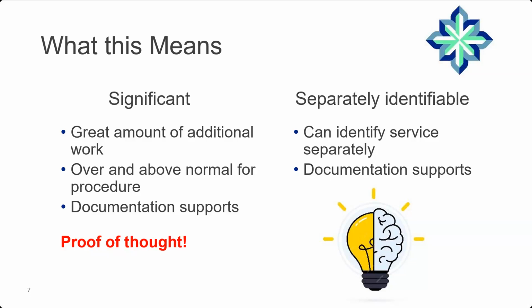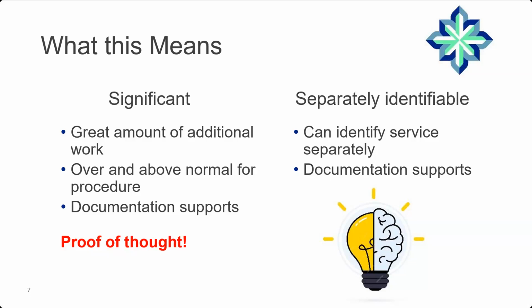Separately identifiable means that the E&M is a separately identifiable and distinct service from the procedure or the other service that was performed. And again, that documentation has to support it. Some questions to ask yourself when you're looking at this separately identifiable piece: Does the patient's condition require a separate E&M service, or are the services that you're providing really part of the other service or procedure? Are they integral parts of that?